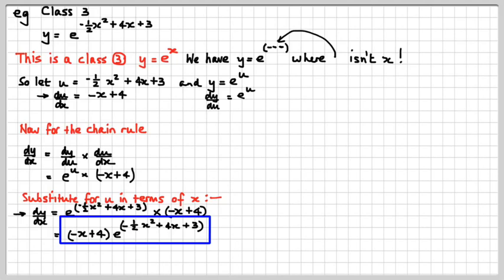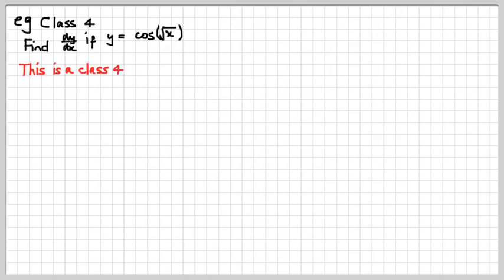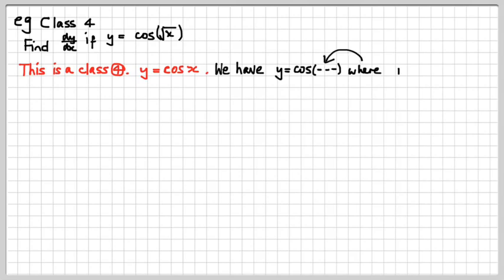How are you feeling? All right, come on. We're going to do class 4. Now that's the trig one, isn't it? Okay. So y equals cos of root x. No problem. This is a class 4, of the type y equals cos x. What we've got is that y equals cos of something where the something is an x. So we are going to chain rule it.